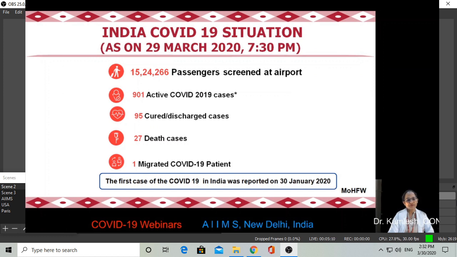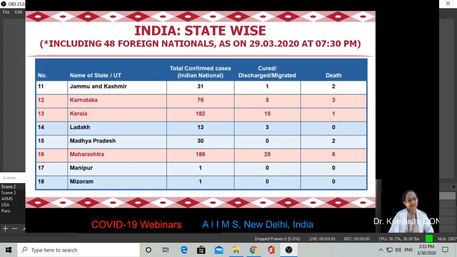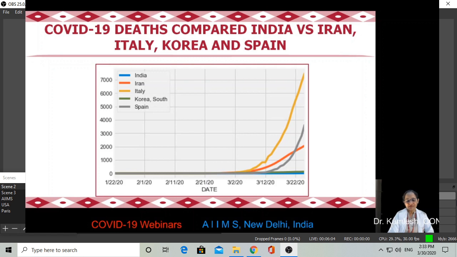In India, what is the situation? 901 active COVID-19 cases were reported, and 27 deaths were reported as on 29th of March 2020. Now, the state-wise status in India: almost all the states are reporting some numbers of confirmed COVID positive cases. But the lead is taken by Karnataka, Kerala and Maharashtra, which have reported the highest number of deaths and the highest number of COVID positive cases in the country. The total number of confirmed cases in India is 1,024 as on 29th of March 2020 and 27 deaths.